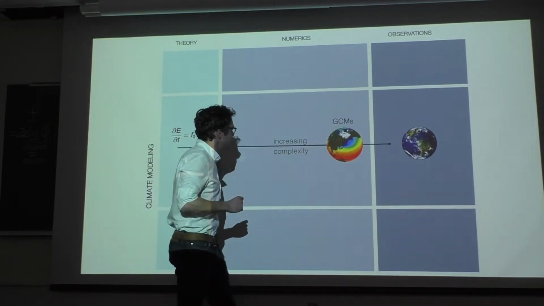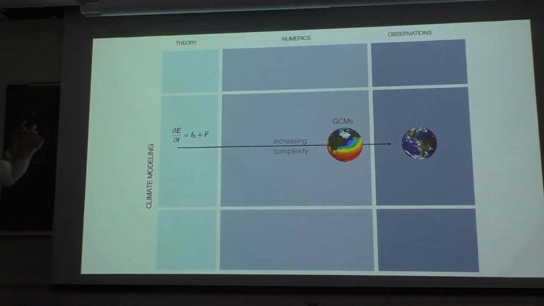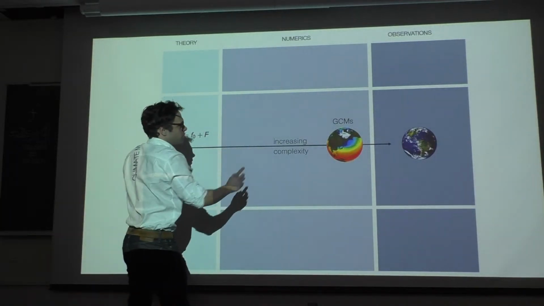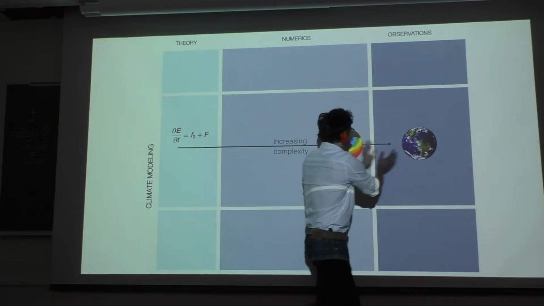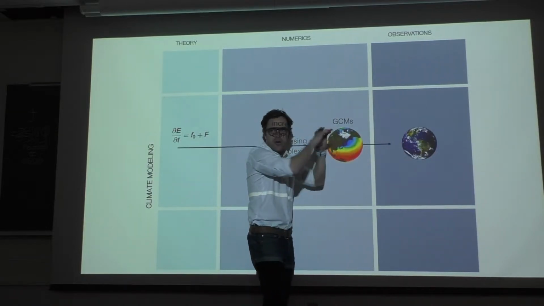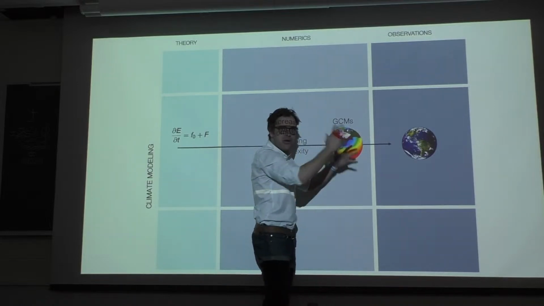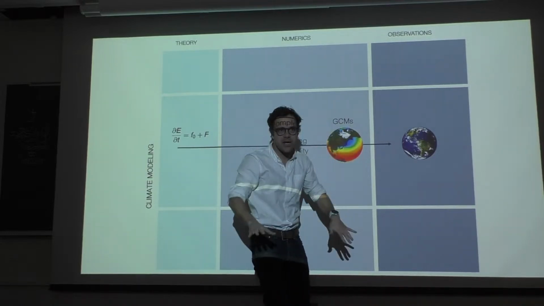There's a spectrum of increasing complexity, and you end up with the real world, and you want to know what's going on here. But if you start with this, that in itself is almost like a black box. So you don't necessarily get a lot of understanding, since these models have millions of lines of code, right?